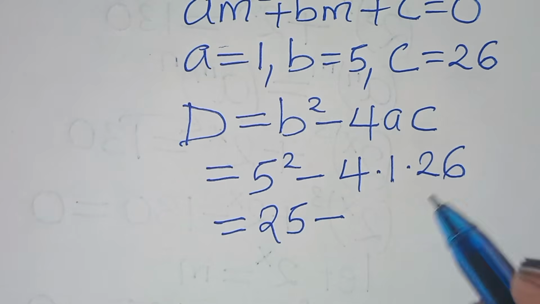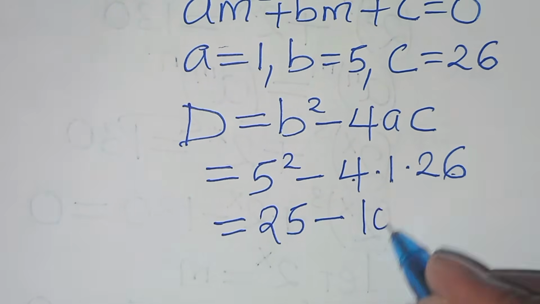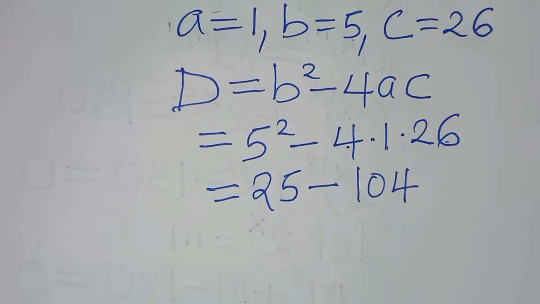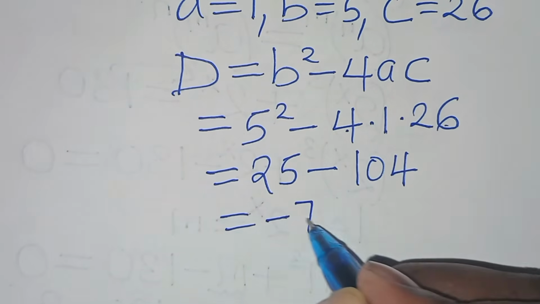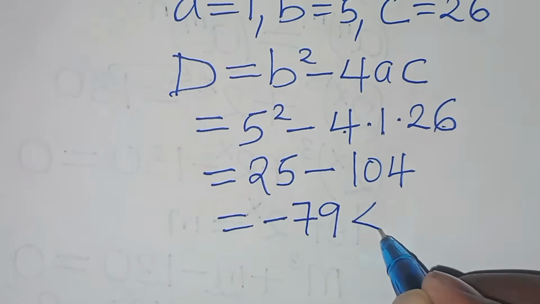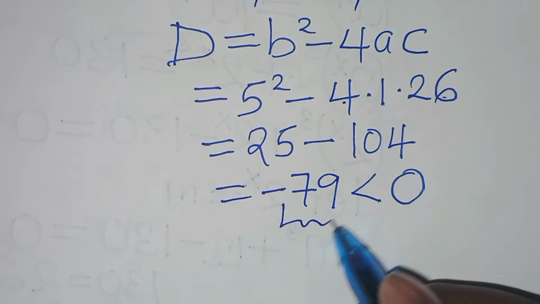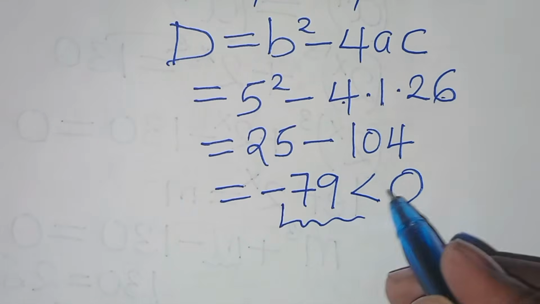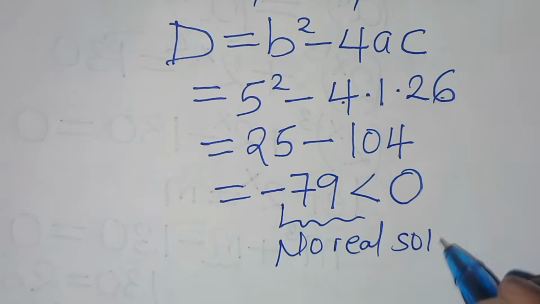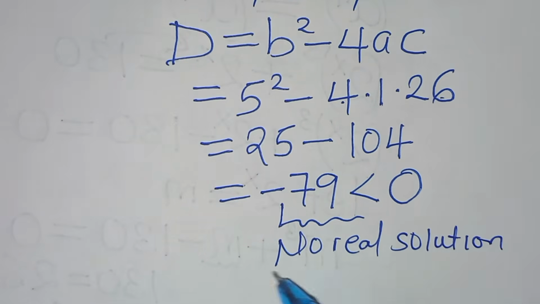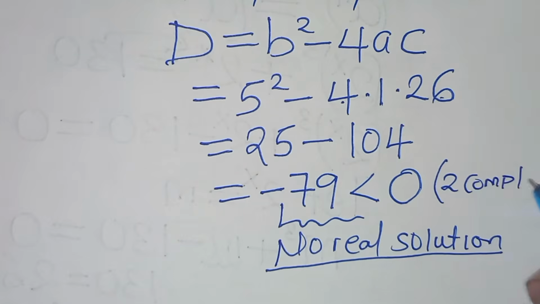Subtract, we have 26. 26 times 4, this is 104. So if you say 25 subtract 104, this is negative 79, which is less than 0. So this clearly means that this part will not give us a real solution. So there is no real solution for this quadratic equation. In other words, we have two complex solutions.